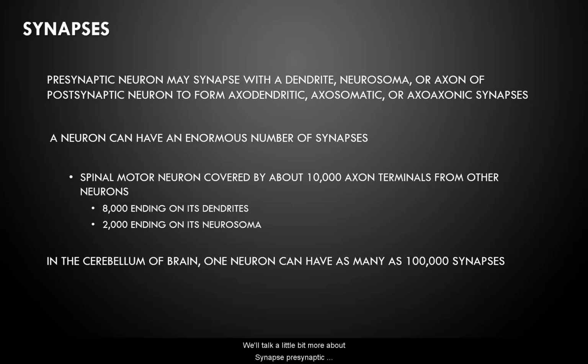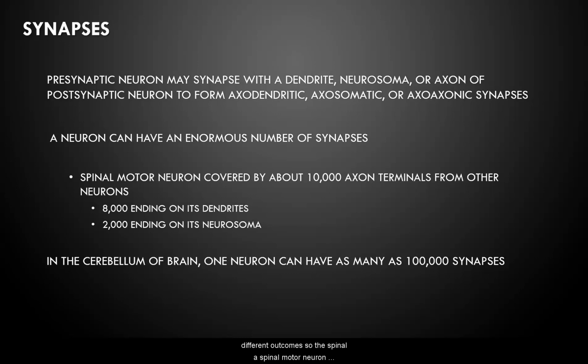Let's talk a little bit more about synapses. Presynaptic neurons may synapse with a dendrite, a neurosoma, or an axon of the postsynaptic neuron. And in that order, they form axodendritic, axosomatic, and axoaxonic synapses. A neuron could have enormous numbers of synapses, right? It's like a web. It has to talk to a lot of different outputs.